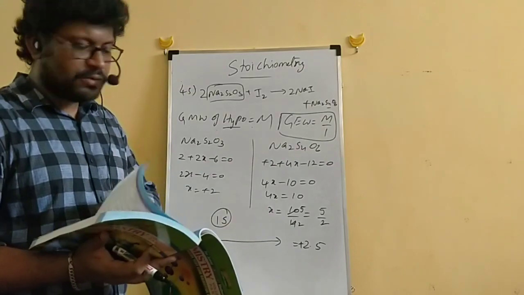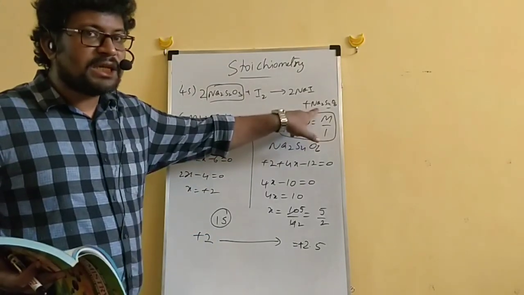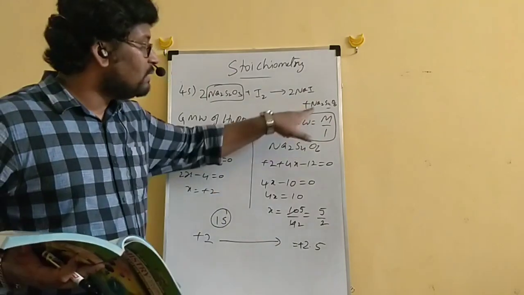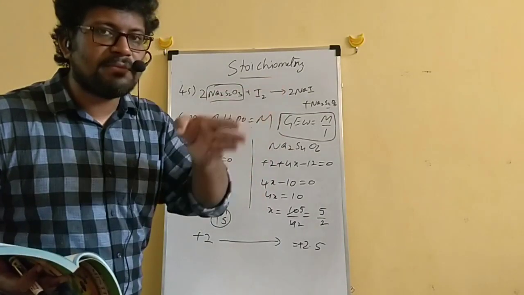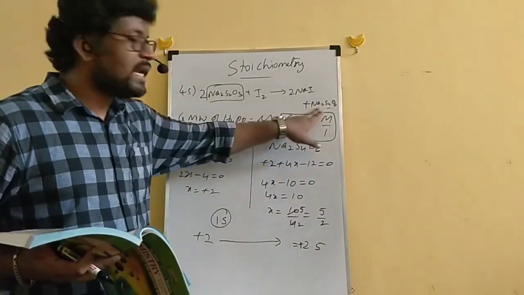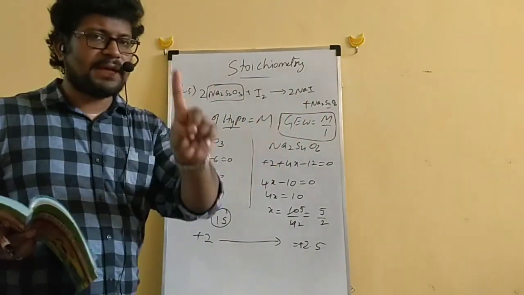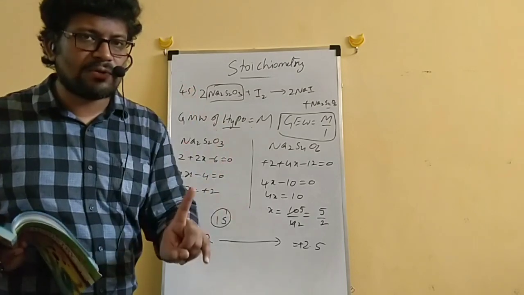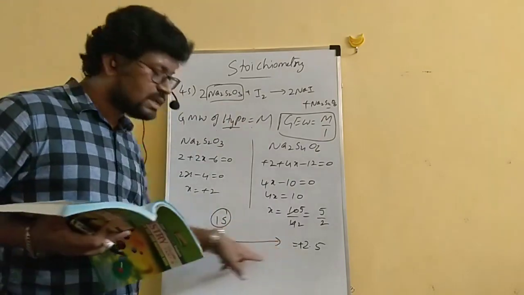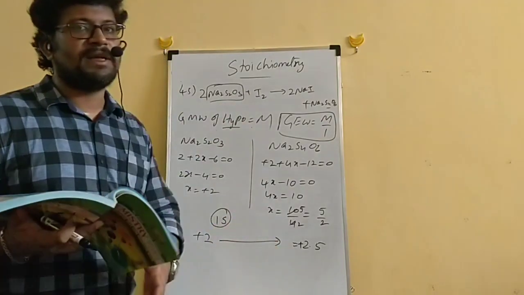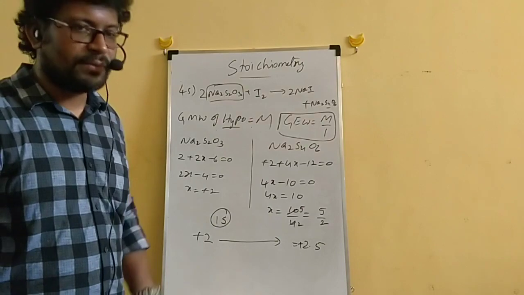If they ask the same question, with the same reaction, and they ask for Na2S4O6, then the change in oxidation number for 1 sulfur is 0.5. For 4 sulfurs it will be 4 into 0.5, which is 2. Then gram equivalent weight is equal to capital M divided by 2, for Na2S4O6. But for Na2S2O3, we take 1 mole only. In 1 mole, how many sulfur atoms do we have? 2 sulfur atoms. So change in oxidation number is 0.5 for each sulfur, 2 into 0.5 is equal to 1. Then gram equivalent weight is M by 1, which is capital M.